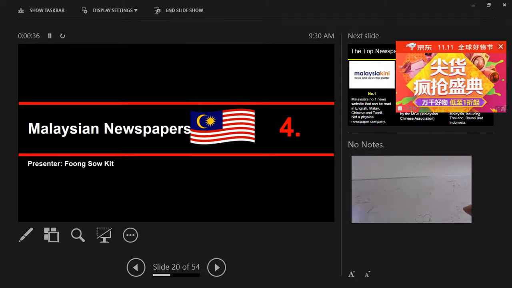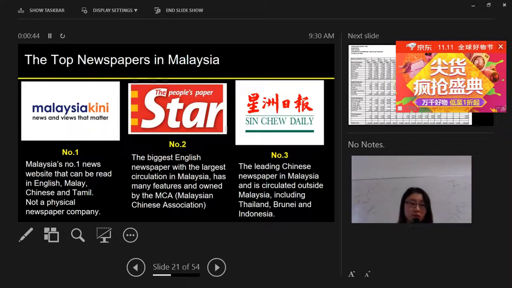All right, wonderful. So I have done research about the top 3 Malaysian newspapers today. And based on the research, it's quite surprising. The first one is Malaysia Kini, the second one is The Star, and the third one is Sin Chew Daily. The most surprising fact is that Malaysia Kini is not a physical newspaper. It's an online newspaper company. That is quite surprising because it is the number 1 newspaper being read today.